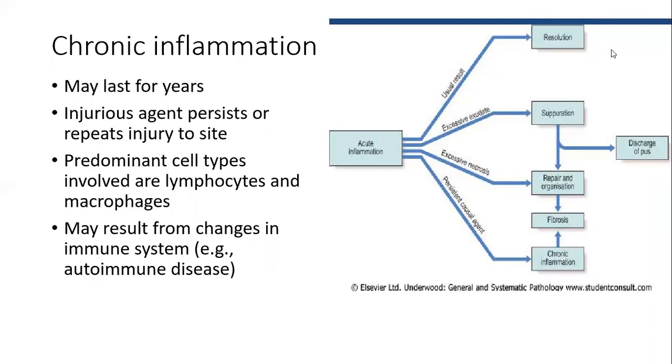So this sort of shows the different outcomes from acute inflammation. You can have resolution, you can have suppuration, which is pus formation. You can have excessive necrosis, which results in repair and organization or causes fibrosis. Or you can have chronic inflammation, which is caused by some kind of persistent irritant.